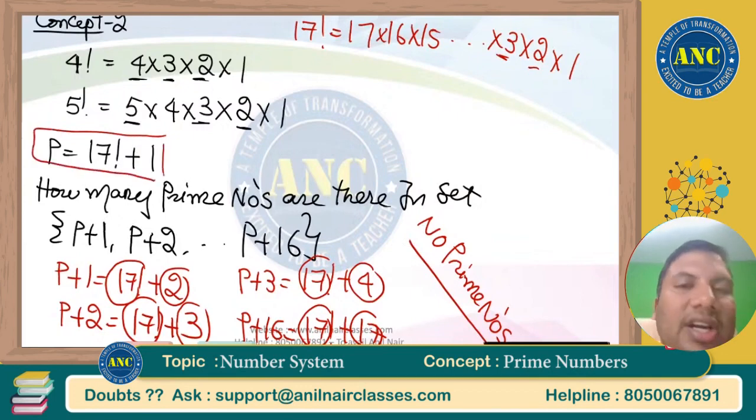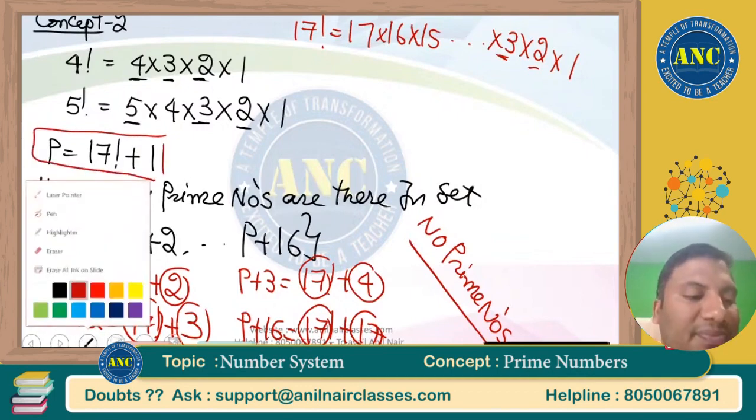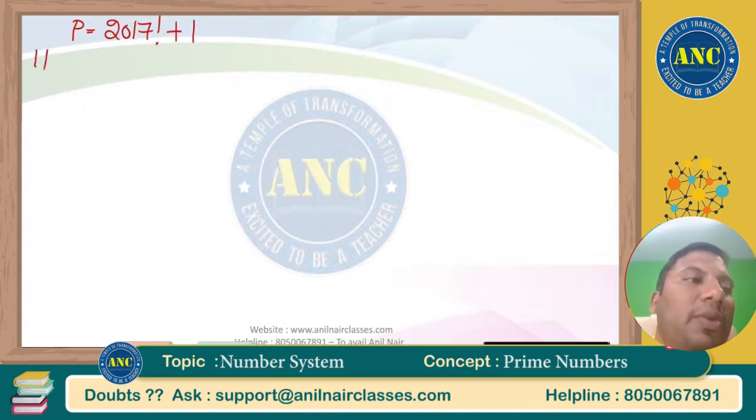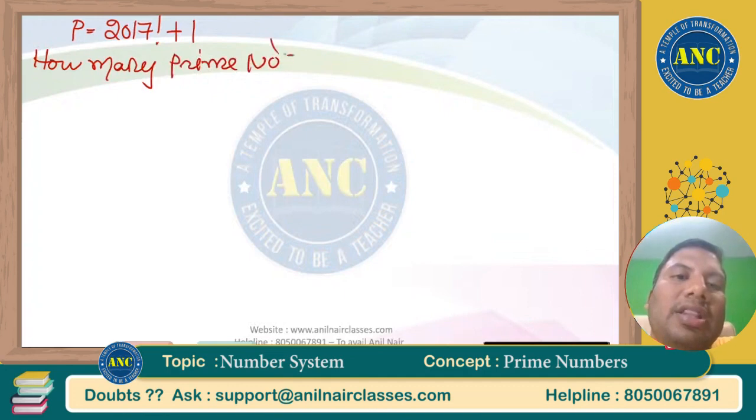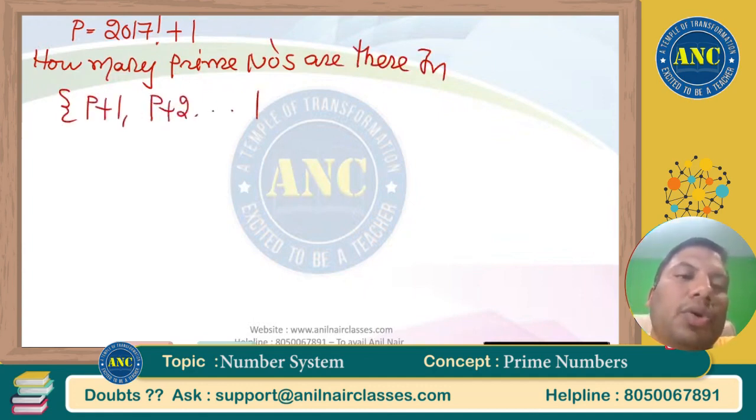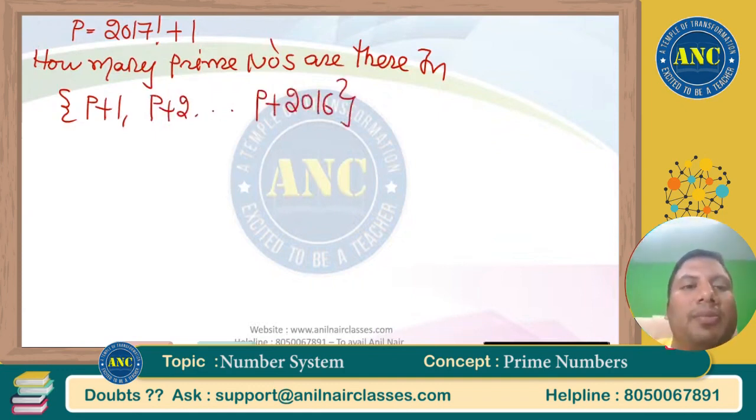Very, very good question, sir. Two more questions, exam based questions. P is 2017 factorial plus 1. How many prime numbers are there in the set P plus 1, P plus 2, and so on up to P plus 2016?